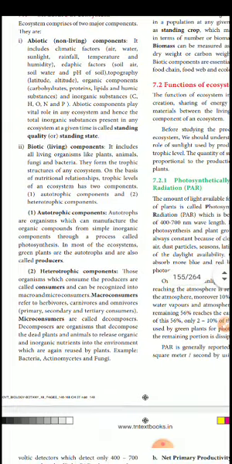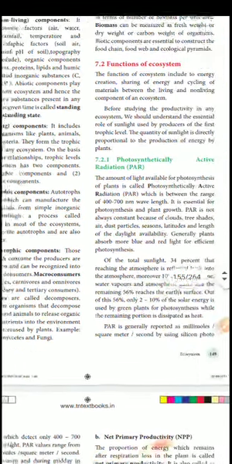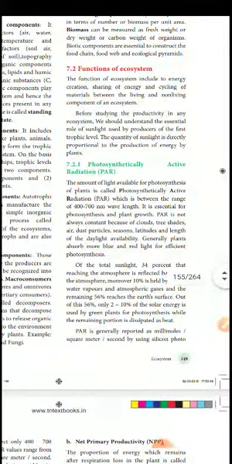Autotrophic components, what do you mean by autotrophic? It means they manufacture organic compounds from simple inorganic compounds through the process called photosynthesis. All this you can study in the lower classes. Photosynthetically active radiation is one of the functions of the ecosystem.